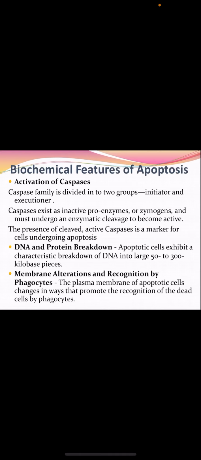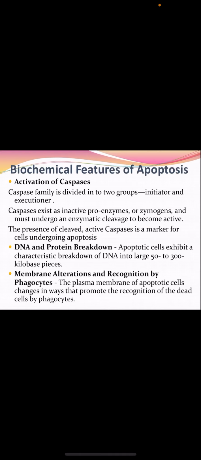Now you should know about the biochemical features of apoptosis. Caspase is an important biochemical mediator which leads to apoptosis. The first mechanism is activation of caspase. The caspase family is divided into two groups: initiator caspase and executioner caspase. Caspase exists as an inactive proenzyme or zymogen which must undergo enzymatic cleavage to become active. The presence of cleaved active caspase is a marker of a cell undergoing apoptosis.